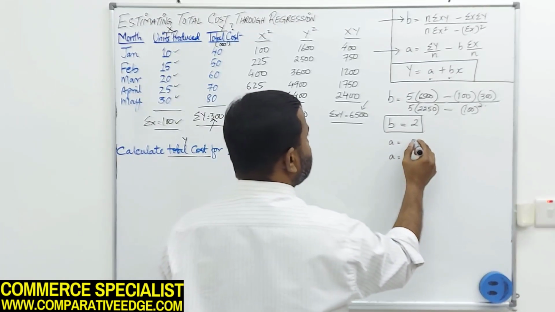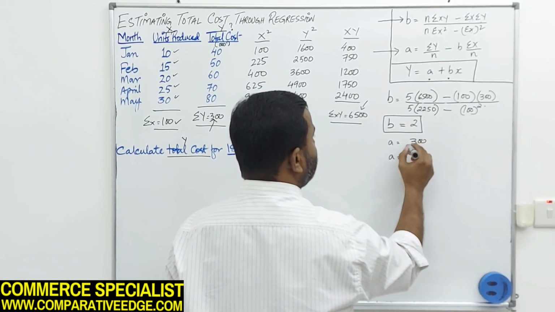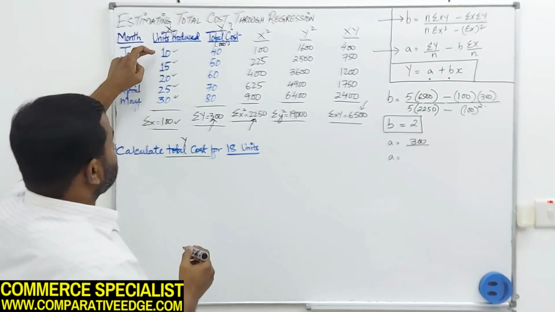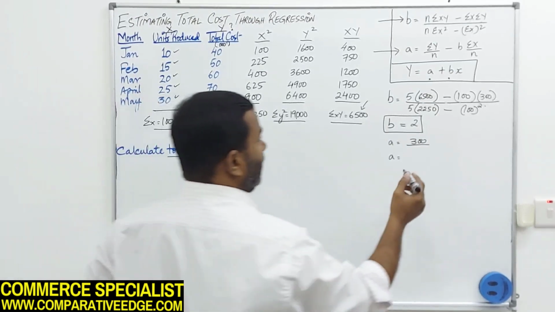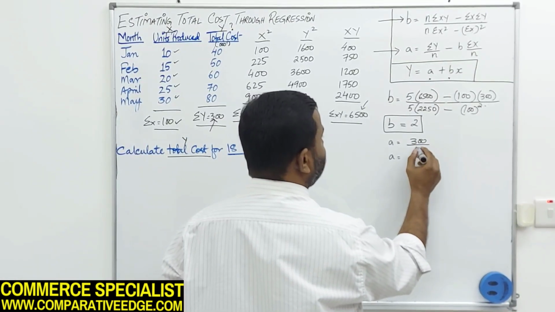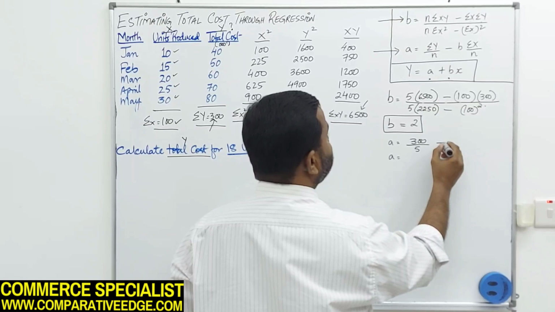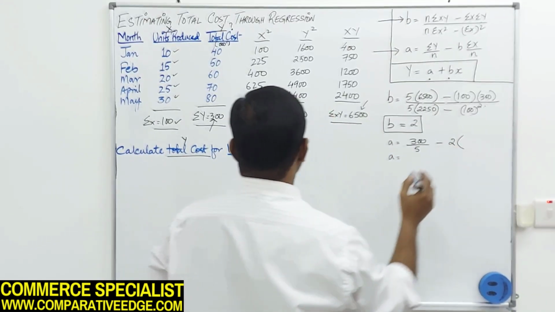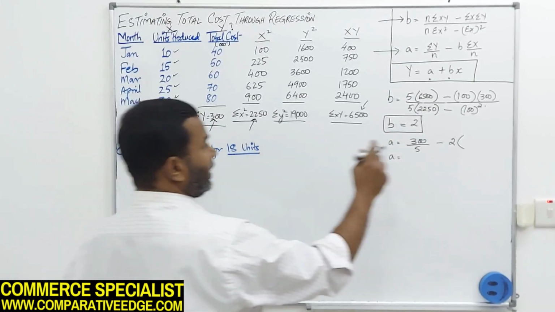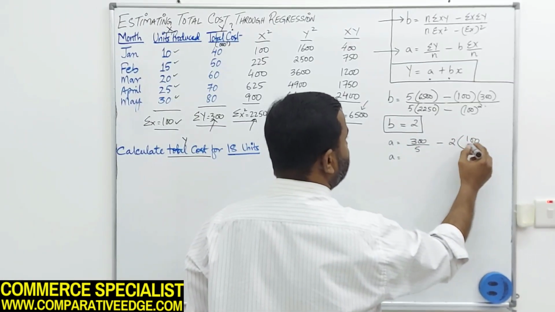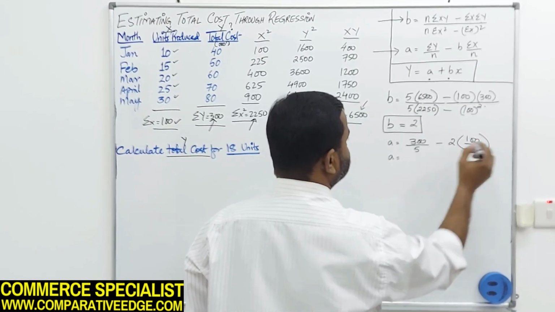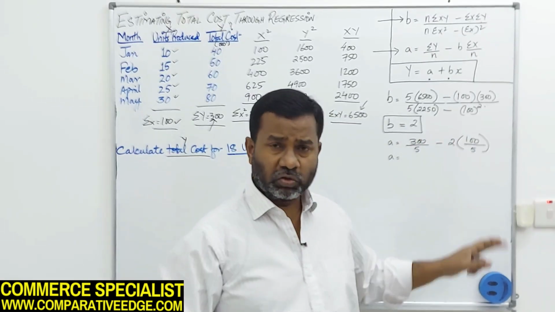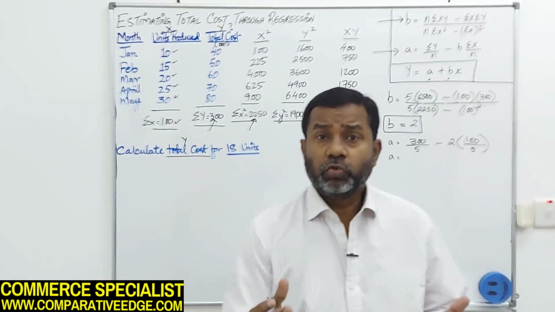So A is equal to sigma y, which is 300, divided by n. N is the number of observations, 1, 2, 3, 4, 5. As many values as you have, that would be your n, which is 5. Minus B, which we already calculated is 2, into sigma x, which is already calculated as 100, divided by n, which is again 5. So when you solve all this, you'll get the value of A, which comes to 20.